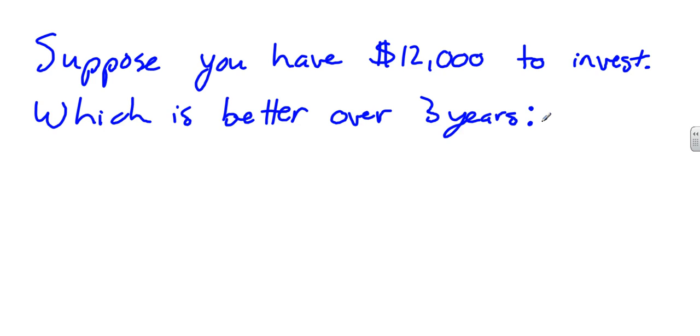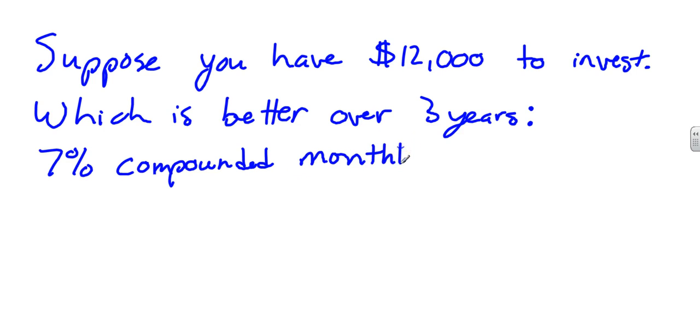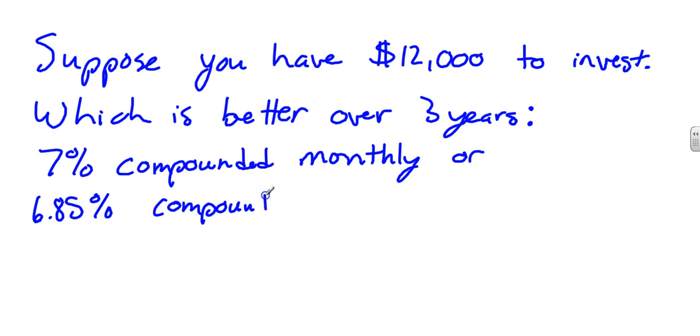Do you want 7% compounded monthly? Or 6.85% compounded continuously.